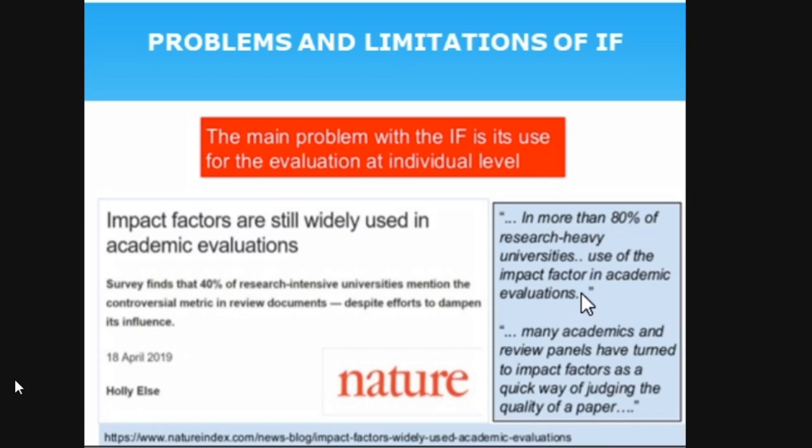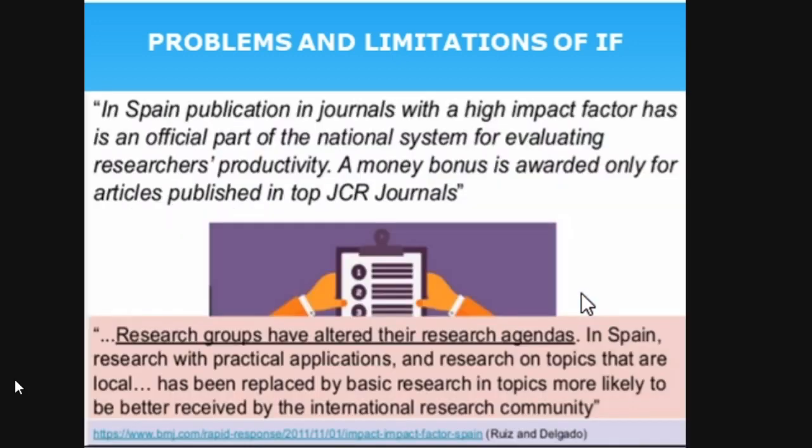And most of the universities also use impact factor as the method of evaluation. In Spain, there is a case study. Publishing in journals with high impact factor is an official part of the national system for evaluating researcher productivity. Everywhere it is like that. A money bonus is awarded for articles published in top JCR journals.